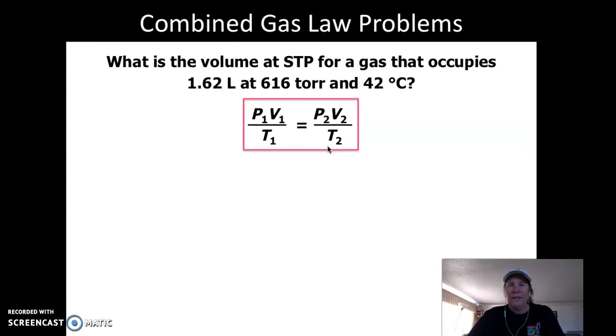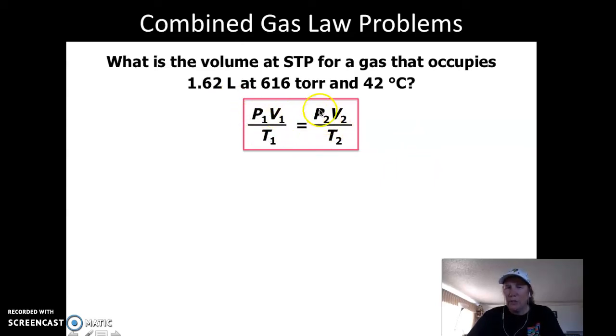Okay, we still have time. Combined gas law problem. What is the volume, again at STP for a gas? So we've got volume, we've got pressure, we've got temperature, and we're looking for a new volume. So we're looking for V sub 1. We know P sub 1, the pressure, is 760. We know the temperature is 273.